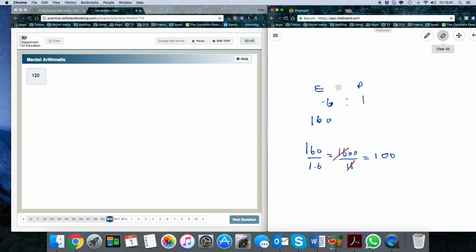A pupil achieved 84 marks out of a possible 120 in a test. What percentage mark did the pupil achieve for the test?